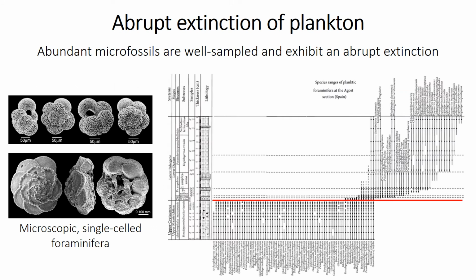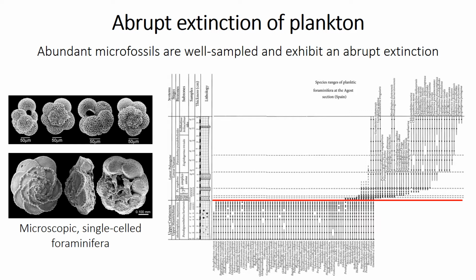So this Signor-Lipps effect is much less of a problem for abundant fossils because they're found in nearly every sample. If you always find a particular species when you're looking for it, you're going to be pretty confident that when you stop finding it, it must have really gone extinct. I found it all the time. It's always there, and now it's gone. Well, we can probably have a pretty good idea of when it went extinct.